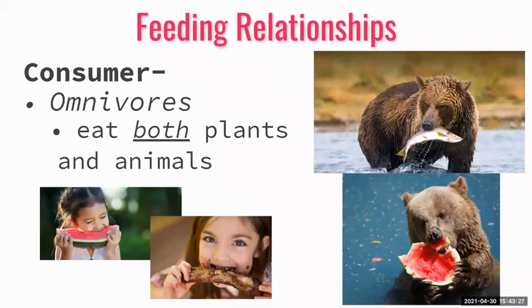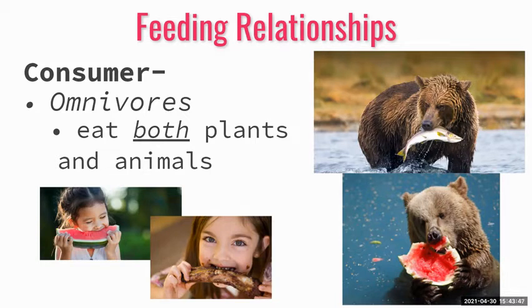Another type of consumer is an omnivore. So that's what we are. We are omnivores. Omnivores just mean that we can do both. We are not an herbivore specifically or a carnivore specifically, but we do have the ability to eat both plants and animals.